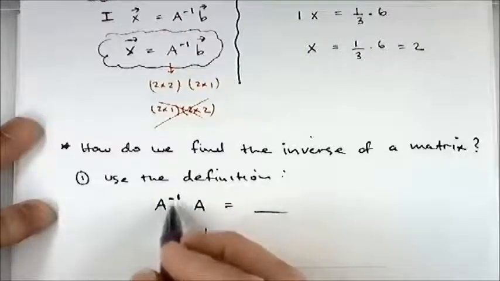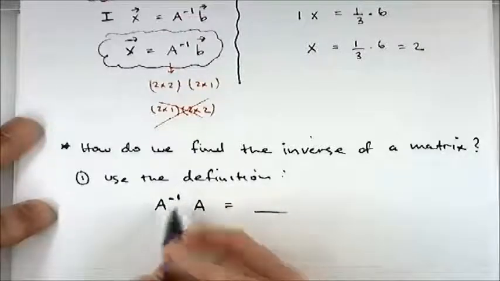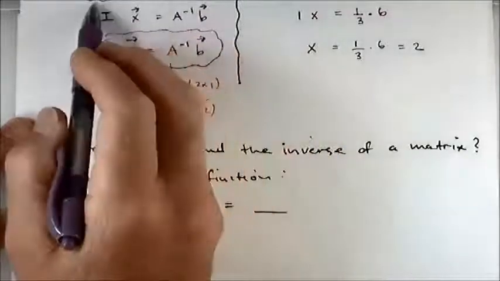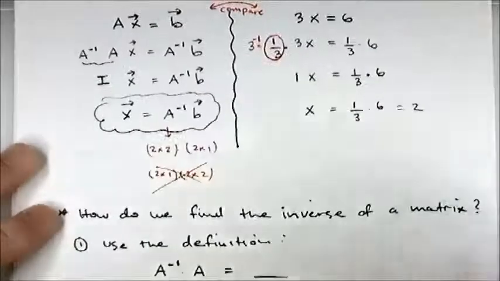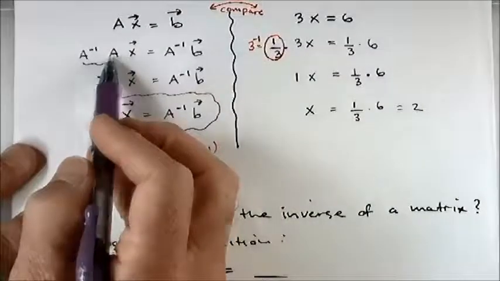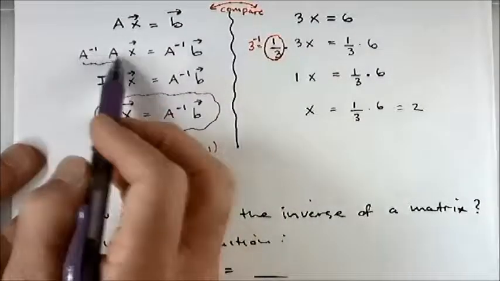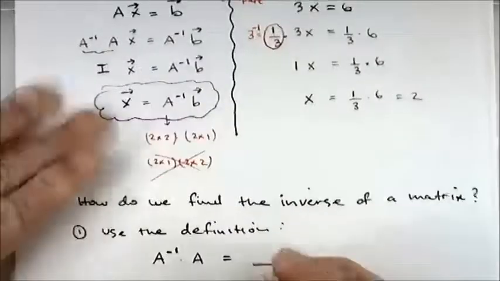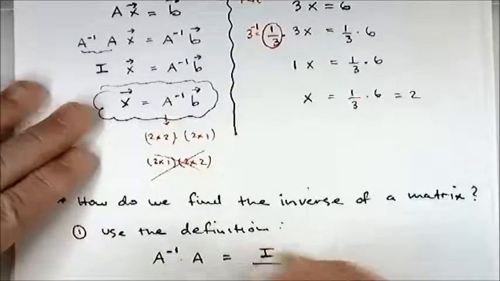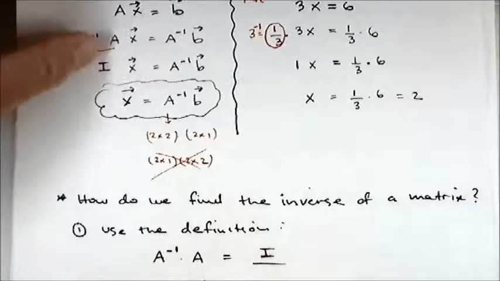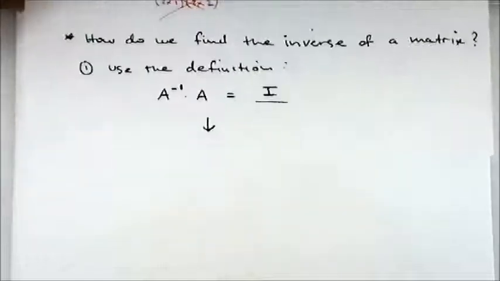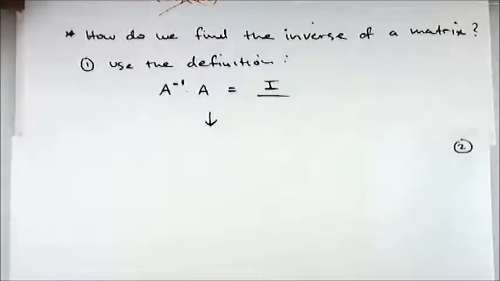To find the inverse of a 2x2 matrix, going back to what we saw up here, A inverse times A, whatever the inverse of matrix A is, when I multiply it together, that should give me I.